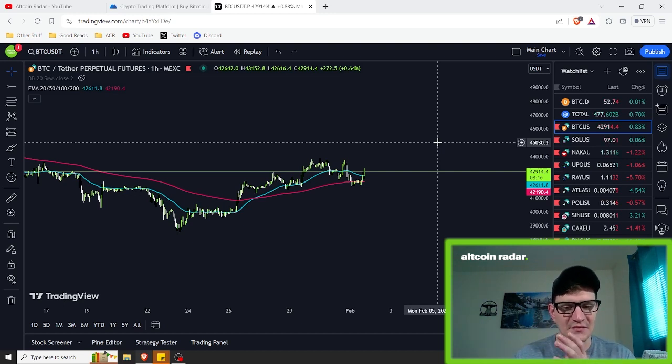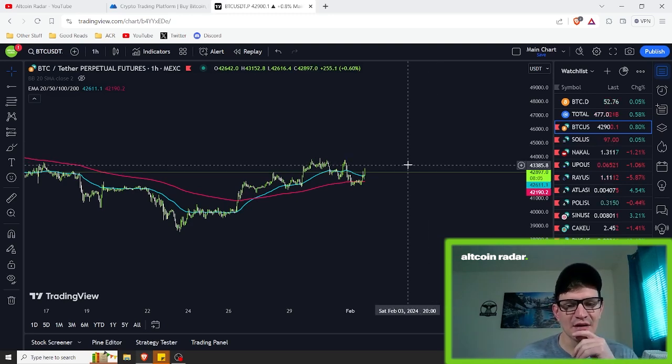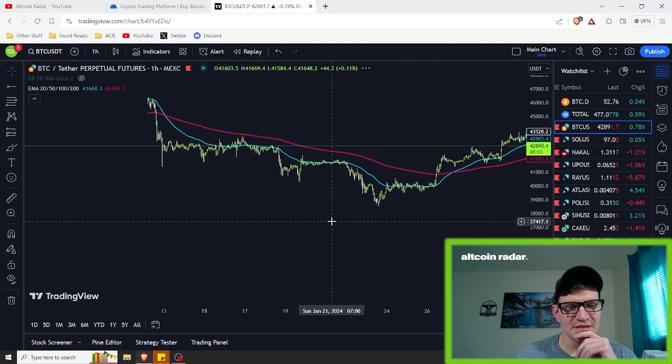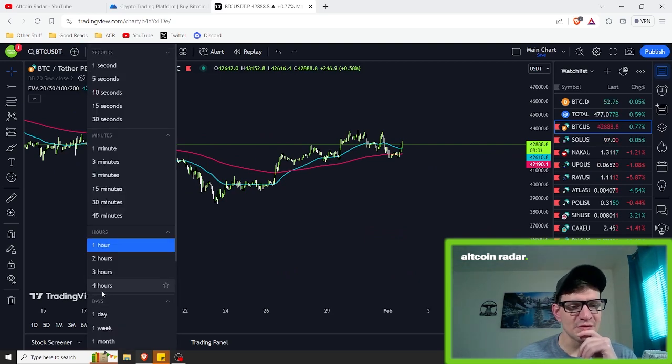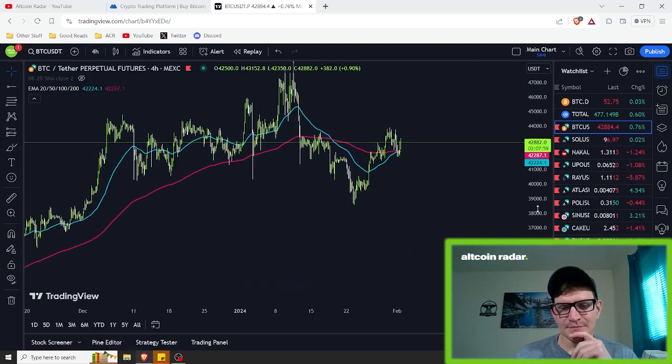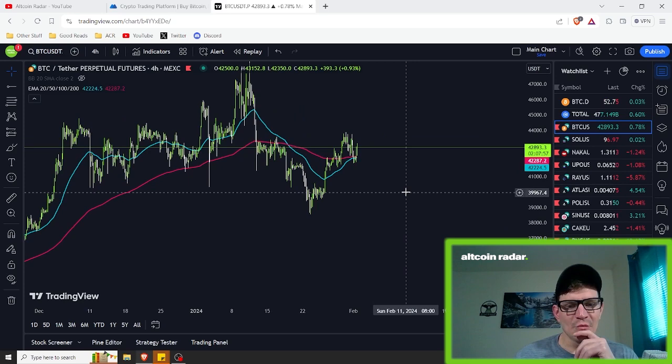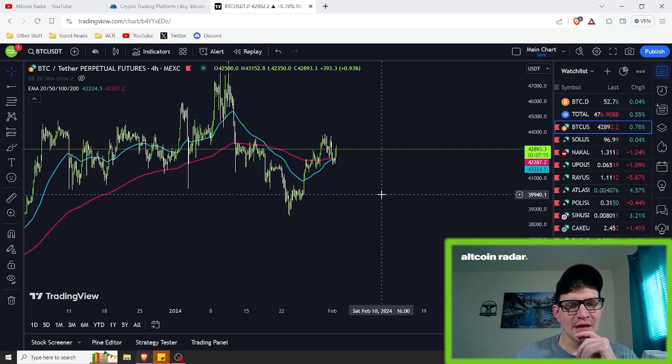For example, if the price bounces off the 50 period EMA during an uptrend, it may suggest a continuation of the bullish trend that it's currently in. All right, so let me go ahead and find an example of this. We'll check out the 4 hour chart first. So we are sitting on the 4 hour chart right now.